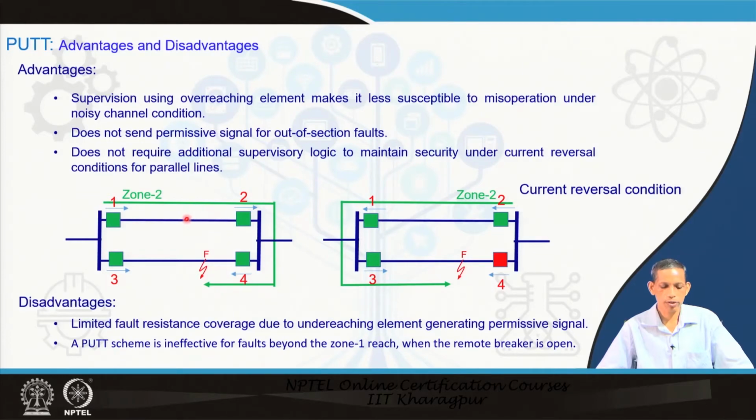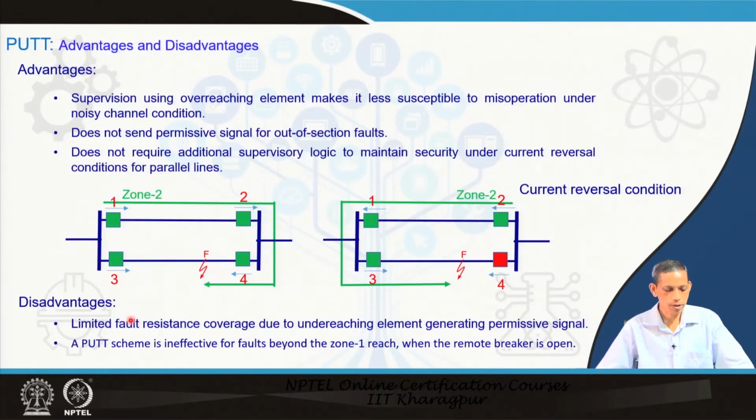So, there is no exchange of any information from either end for this line. Now, in this condition, this will see it in zone 2 or so, and this will not see any forward fault. So, there is no transfer of any information or transfer trip generation for the first line because the fault is in the second line. So, absolutely, this PUTT arrangement has no problem with the current reversal for the parallel line.